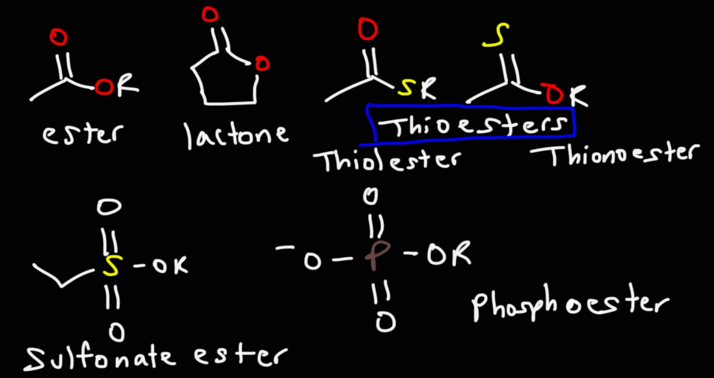You'll typically encounter phosphoesters in biochemistry when you're studying DNA. Phosphoesters, they're found in DNA molecules. It's the bond that connects the phosphate group to the ribose sugar. Now, let's move on.